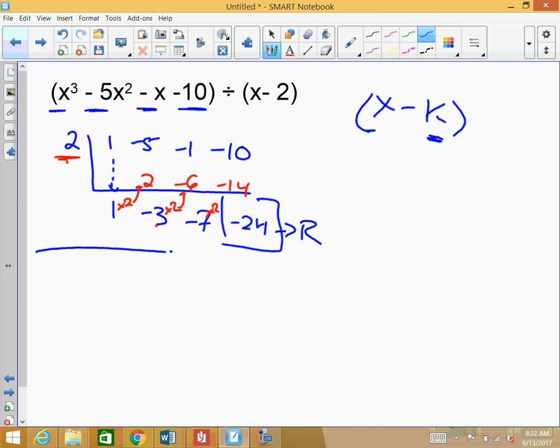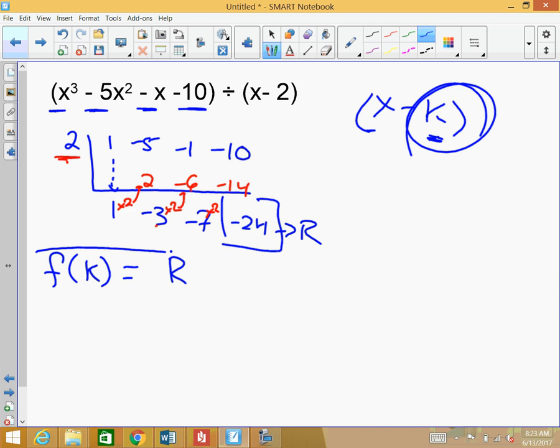If I do f of k, whatever this k value is here, that's going to give me what my remainder would be. So whatever number k is, if I put that in for x, or substitute that in for x, that's going to give me my remainder, and I'll show you right now.